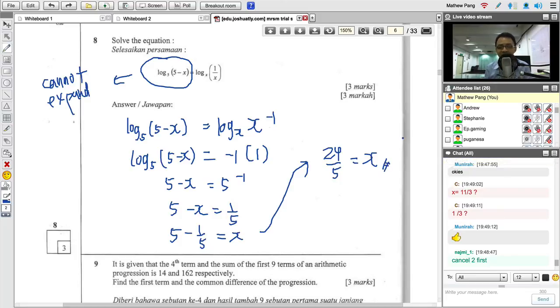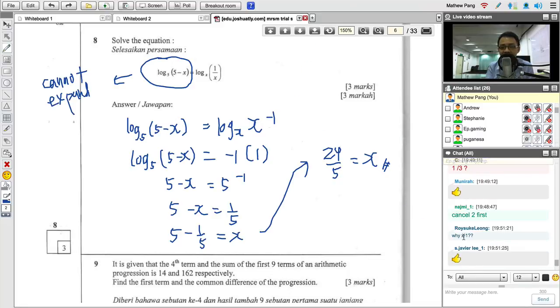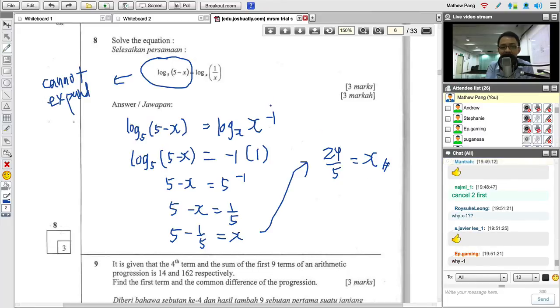If you couldn't understand, this question might be hard for you. So first thing is, x to the power of minus 1. This is not x minus 1. This is x power of negative 1. Because we know 1 over a equals a power of negative 1. If 1 over a power of 3, it is called a power of negative 3.